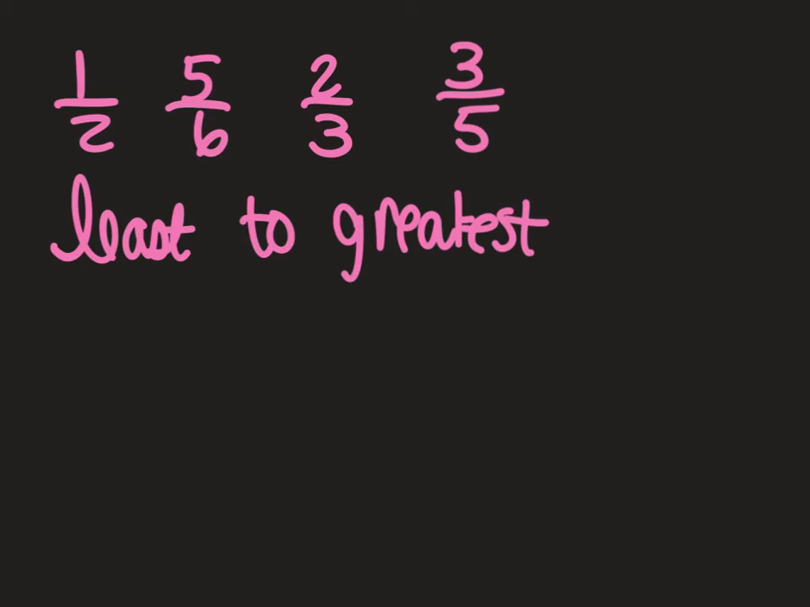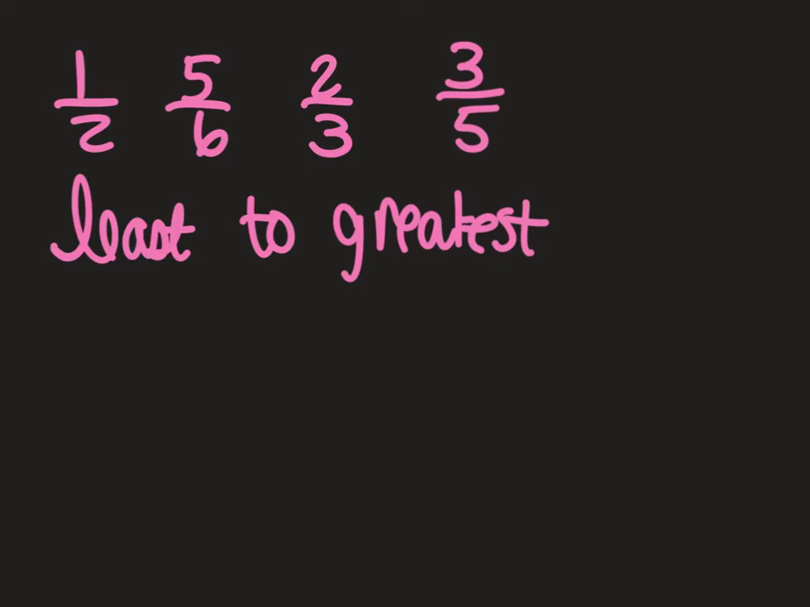All right, let's put them in order now, least to greatest. I have 4 fractions, 1/2, 5/6, 2/3, 3/5. And I need to put them in order, and I'm not just going to use my gut and go, well, I think I kind of feel like, no. I have to prove it. I have to prove why I'm saying that. So I need to get common denominators.